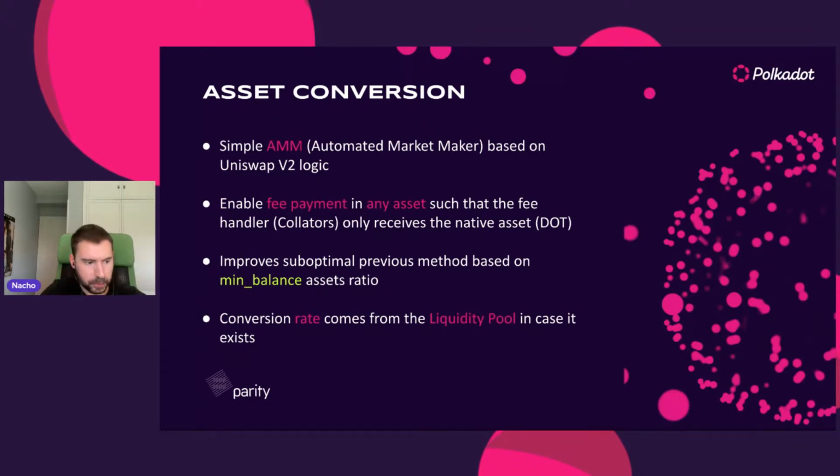Asset conversion. This is the newest feature. It's basically a simple automated market maker based on Uniswap version 2 logic. The main goal is to enable fee payment in any asset, since the fee handler, in this case, means collators only receive the native asset, DOT. It improves the previous version we had, which was based on the ratio between the minimum balances of sufficient assets, whereas now the conversion rate comes from the liquidity pool.